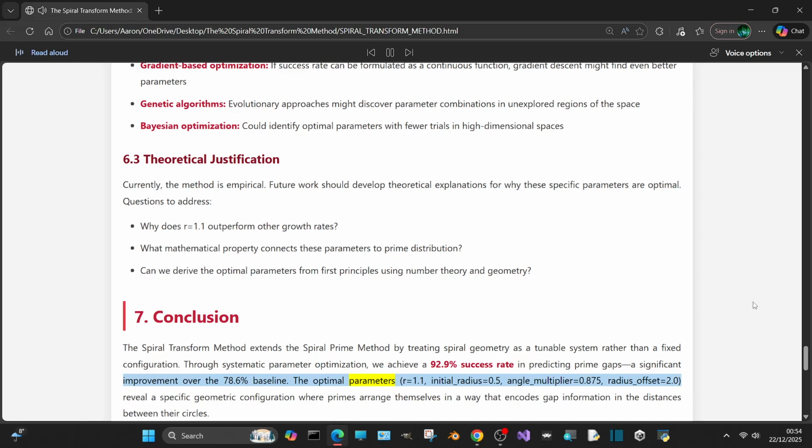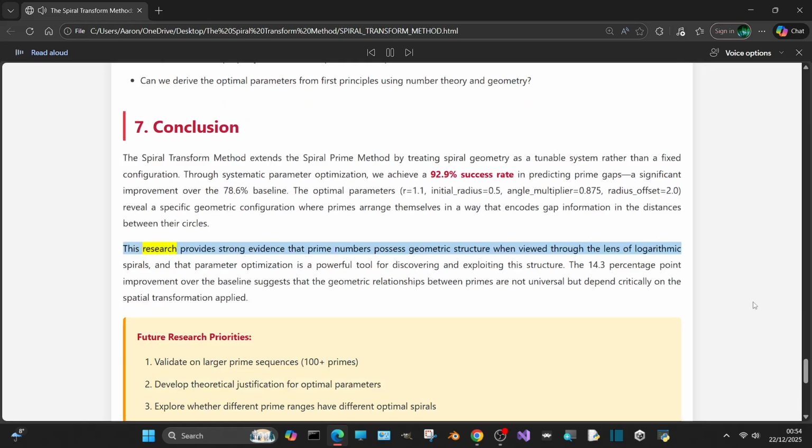The optimal parameters are R equals 1.1, initial_radius equals 0.5, angle_multiplier equals 0.875, radius_offset equals 2.0. They reveal a specific geometric configuration where primes arrange themselves in a way that encodes gap information in the distances between their circles. This research provides strong evidence that prime numbers possess geometric structure when viewed through the lens of logarithmic spirals, and that parameter optimization is a powerful tool for discovering and exploiting this structure.